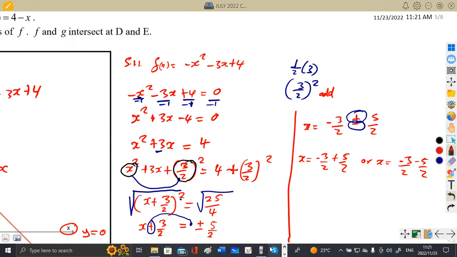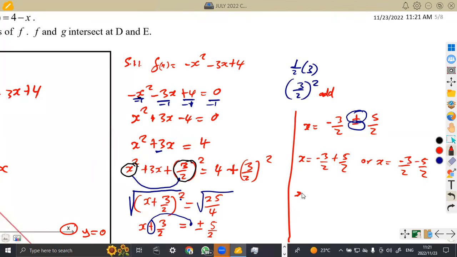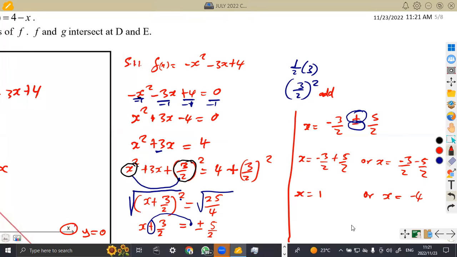You can use your calculator to simplify this part here. Negative 3 over 2 plus 5 over 2, which is going to be a 1. So x is giving us a 1, or x is going to give us, let's see the other part. This time we just remove the plus and put a negative. So that's minus 4. So x is going to be minus 4.